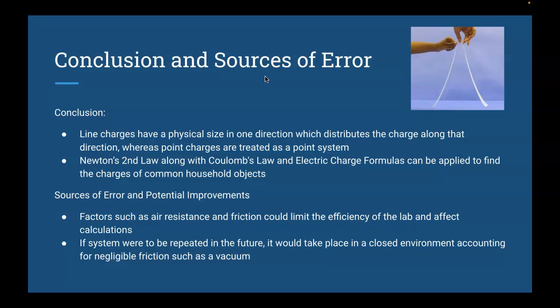Some of the sources of error and potential improvements that we recognized from this lab were that factors such as air resistance and friction could limit the efficiency of the lab and affect the associating calculations. If the system were to be repeated in the future, it would take place in a closed environment accounting for negligible friction such as a vacuum.